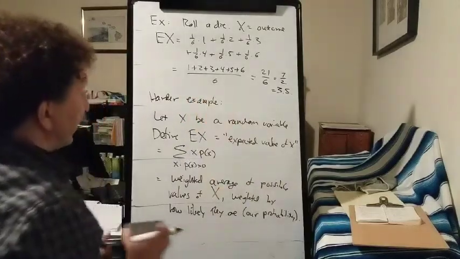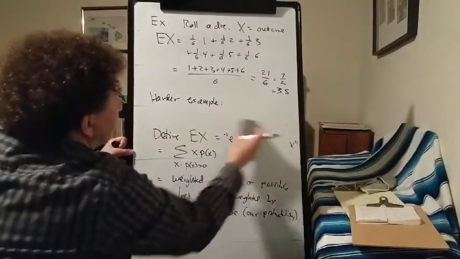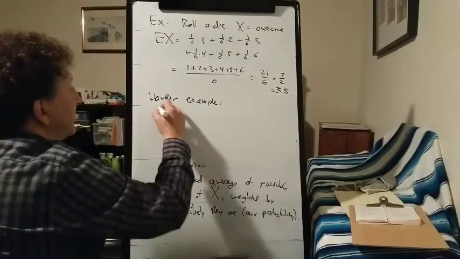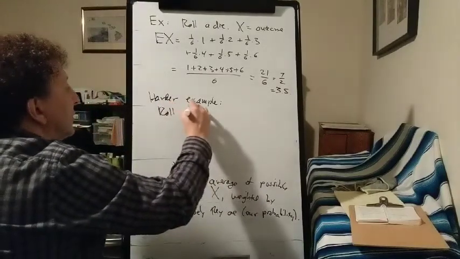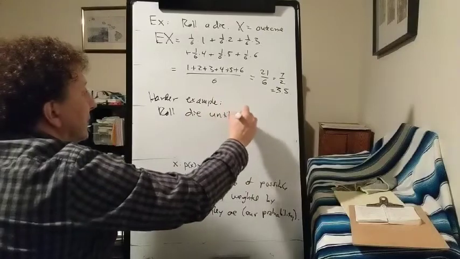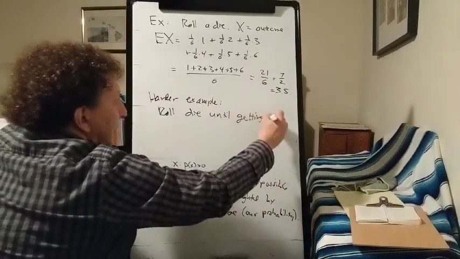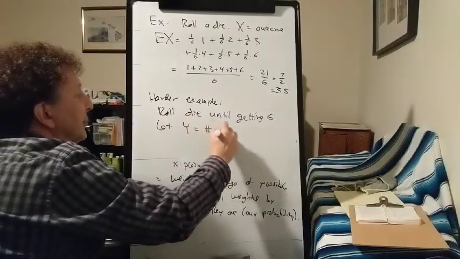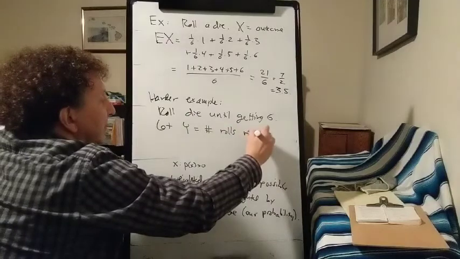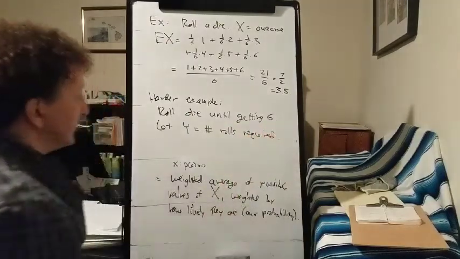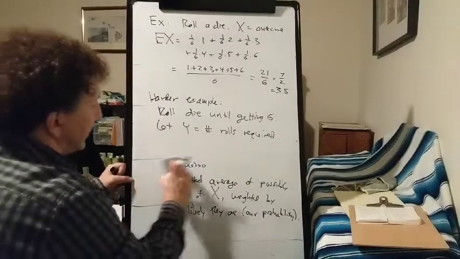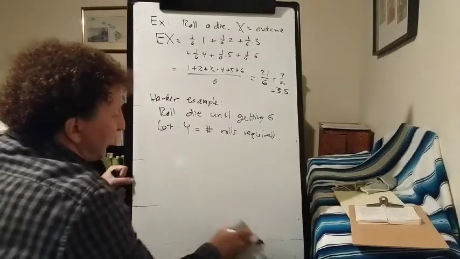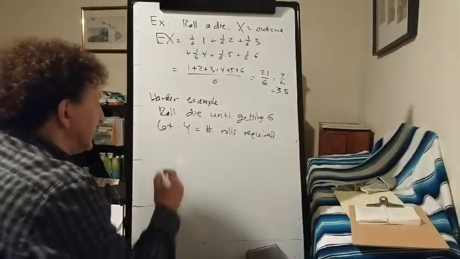Alright, let's do a harder example now. Let's roll the die until we get a 6. And let's let Y be the number of rolls required. Now Y is a discrete random variable, but it has infinitely many possible values.